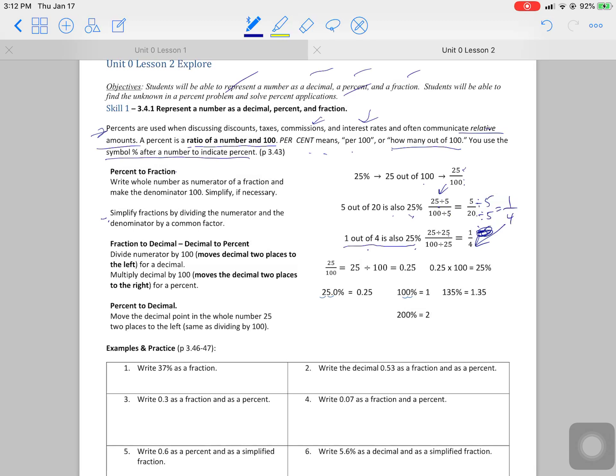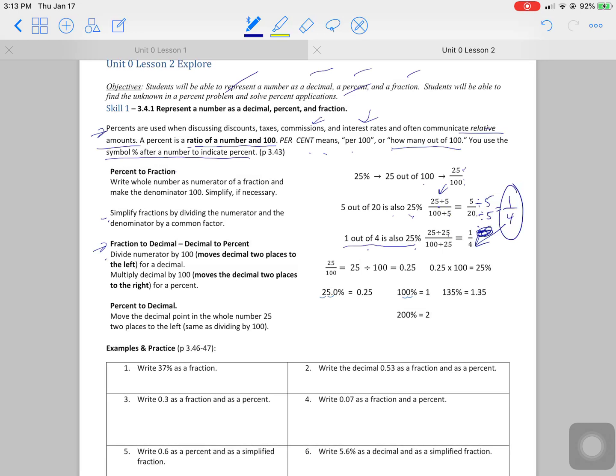It doesn't matter to me whether it takes you 2 steps to get there or 1, as long as whatever you're left with is completely reduced. So even though 25% is 25 out of 100, we also would call that as a fraction 1/4, or a quarter, because that's what 25 over 100 reduced is. All right, and then we also need to go fraction back to decimal and decimal to percent.